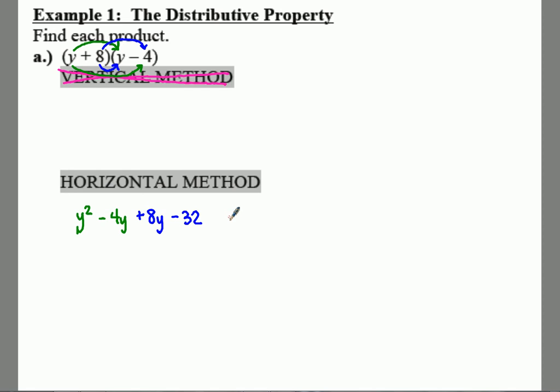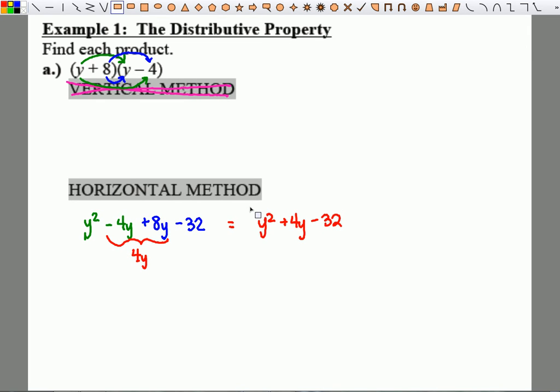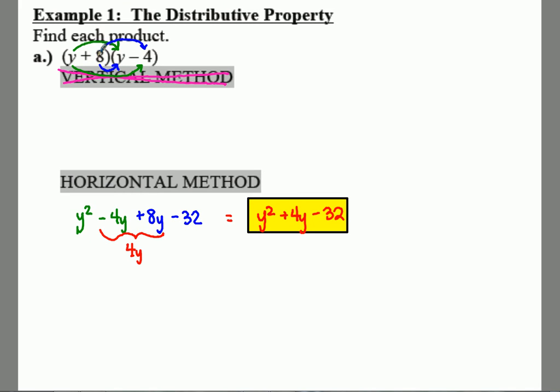Now, it would be great if we were done with our problem at this point. However, you must combine any terms that are similar. So you have a y squared, you have a y, you have a y, and you don't have any y's. So these middle two terms can be combined, but do not add all three terms. So we're going to rewrite our y squared, and then we're going to add your -4y and your 8y, so that will give you a +4y. So that goes in the middle, and then your -32 just gets rewritten because it's all by itself. So that is how we're going to multiply our first two binomials.